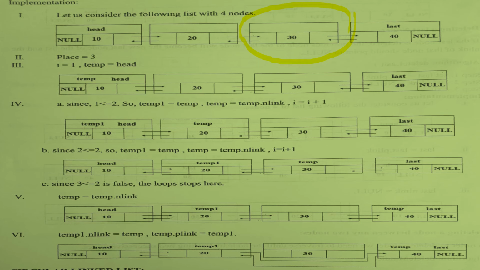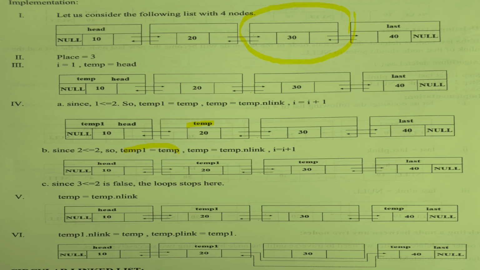Temp1 equal to temp. The temp becomes temp1, and temp.link equal to temp equal to temp.nlink. So next item becomes temp, and i equal to i plus plus. Now i equal to 2. Since 2 is less than or equal to 2, it's true. The temp becomes temp1, because temp1 equal to temp, and next element becomes temp equal to temp.link.